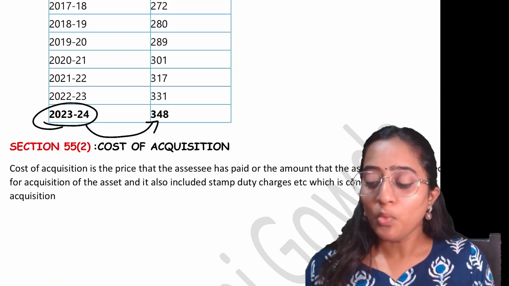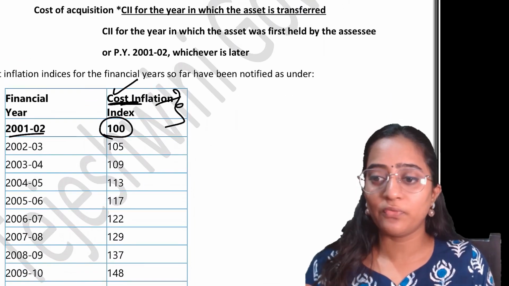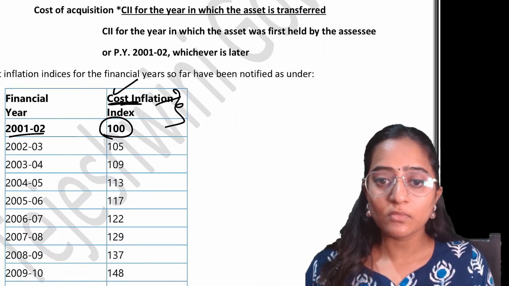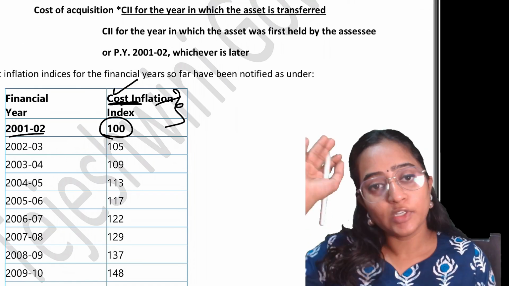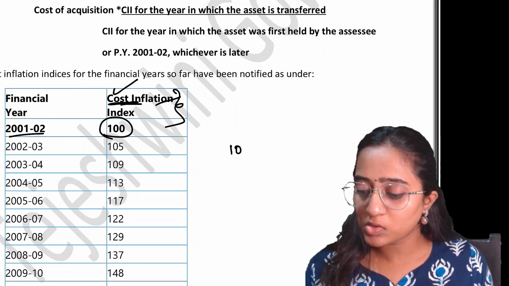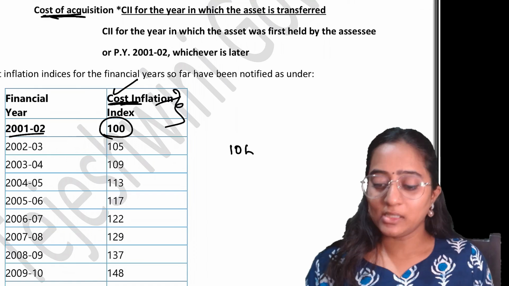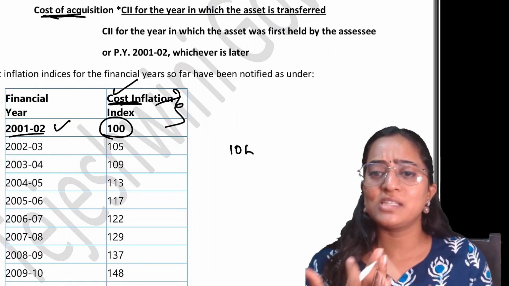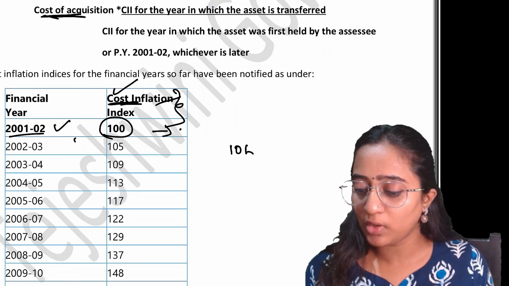Clear? So what the department told is very simple. You have invested in 2001 100 rupees. So what we will do, let's consider the cost of acquisition that you had in the year 2001-02. You have invested in a land. Okay, 10 lakh rupees is what you have invested at this point of time.